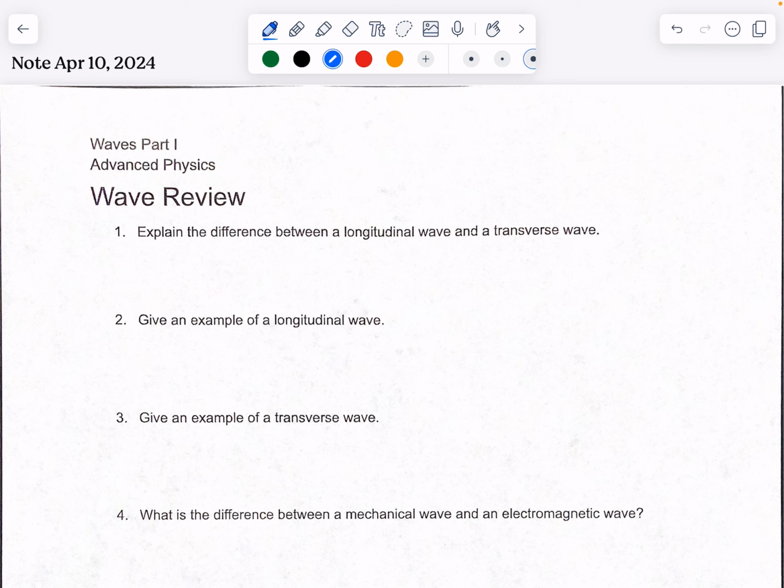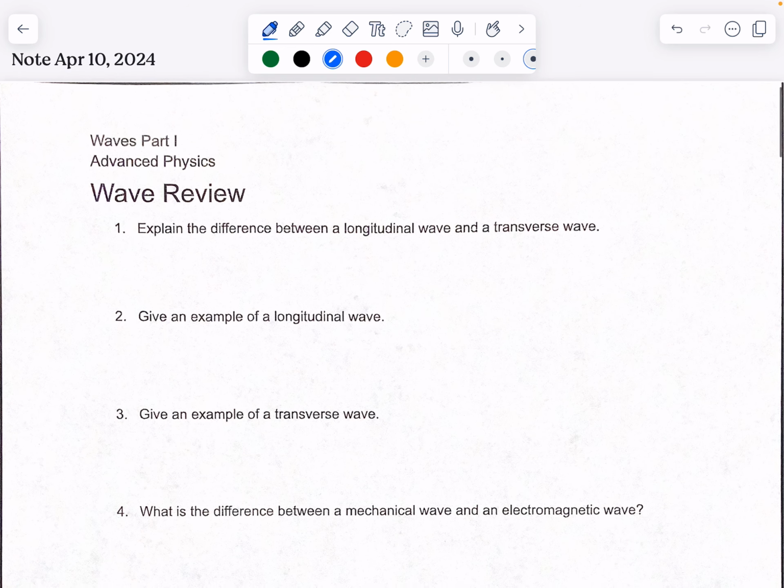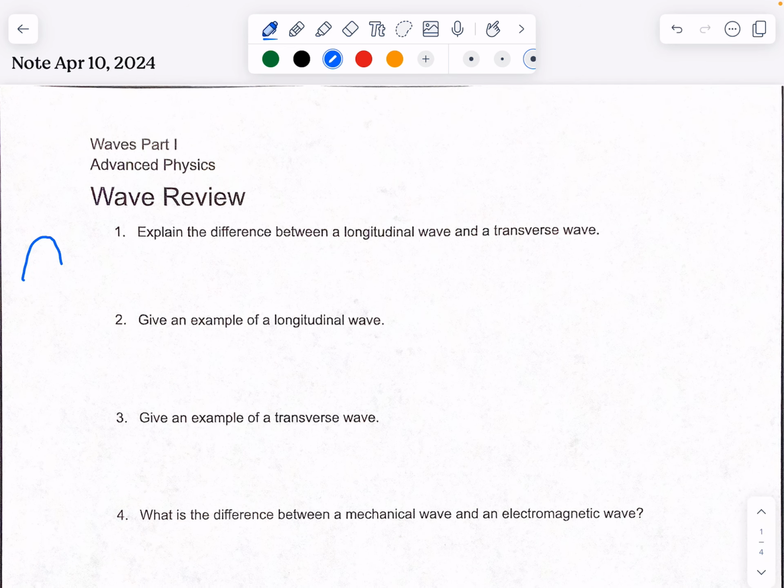One, explain the difference between a longitudinal wave and a transverse wave. First of all, a transverse wave looks like this. That's what a transverse wave looks like. If you had a particle floating on it, like right there, that particle is going to bob up and down while the wave continues to go to the side.